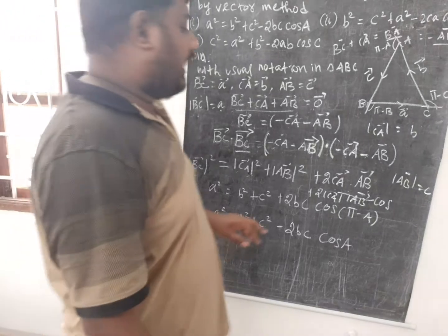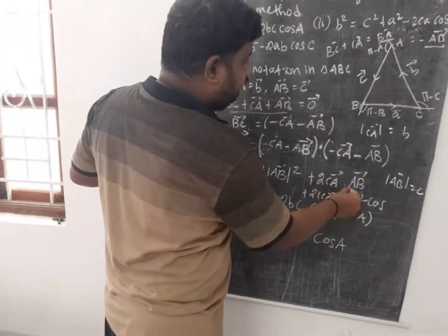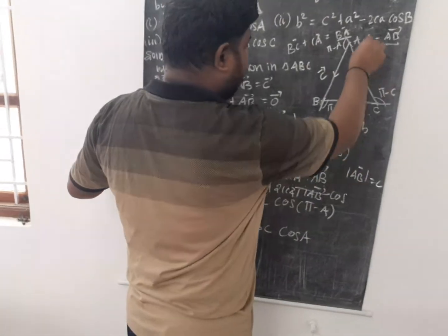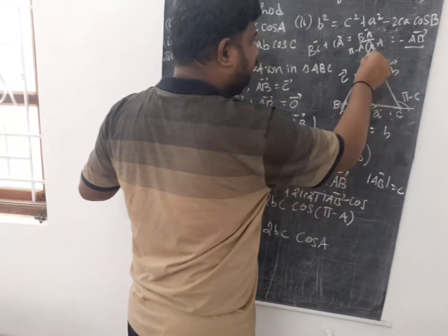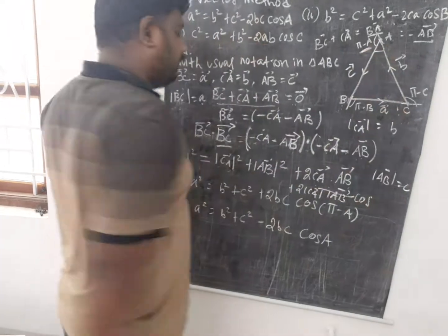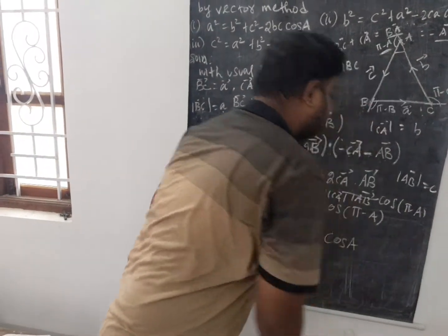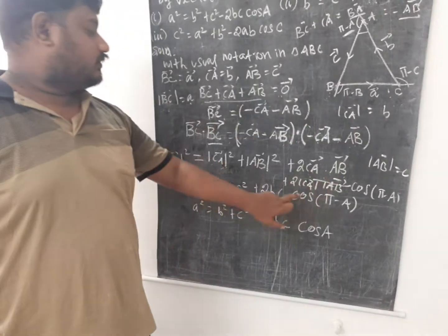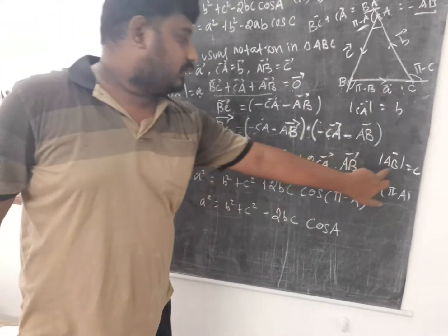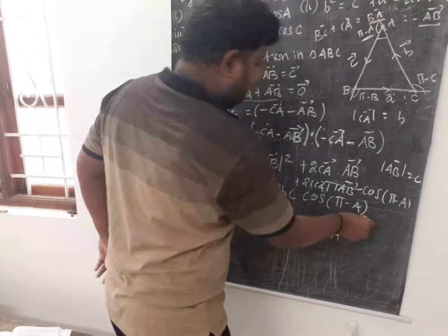Theta is nothing but the angle between the two vectors. For CA vector dot AB vector, this is CA vector and this is AB vector. The angle between the two vectors is pi minus A, therefore we write cos of pi minus A. We know that modulus of CA vector is b and modulus of AB vector is c, so we put b into c into cos of pi minus A.